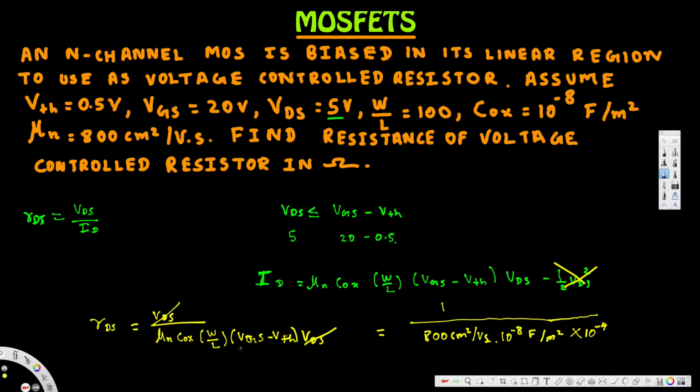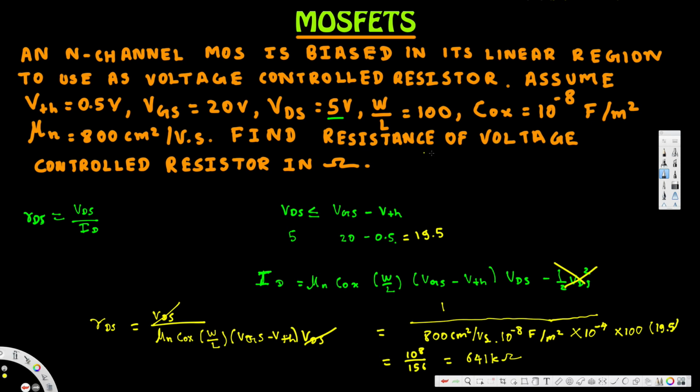Now we have converted this one, and W over L is given by 100, and we have VGS minus V threshold, which is equal to 19.5, so here we can multiply this one by 19.5. After we do the calculation, we are going to get 10 to the power of 8 divided by 156, and if you simplify this one, you are going to get 641 kilo ohm. So this is going to be the drain resistance, and that's what the question is asking for.